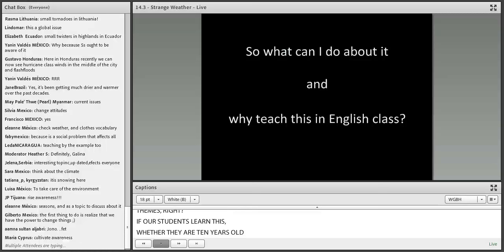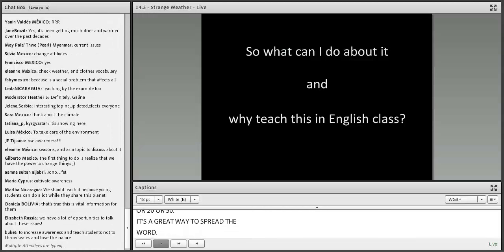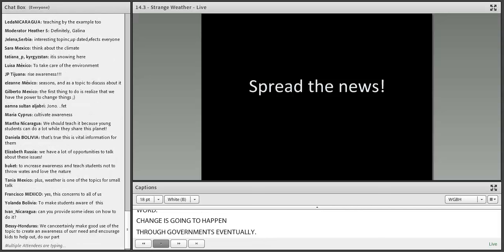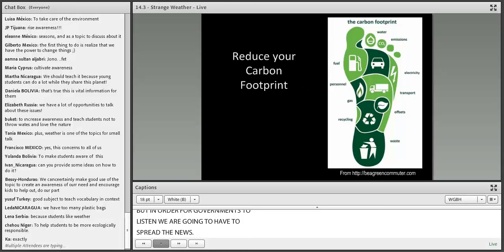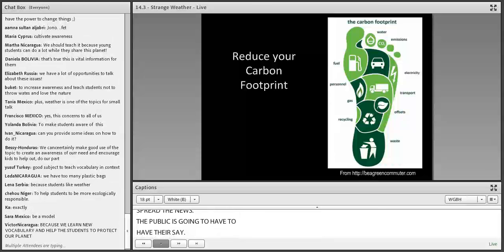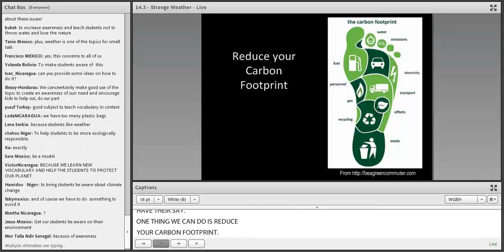Change is going to happen through governments eventually. But in order for governments to listen, we are going to have to spread the news. The public is going to have their say. But one thing we can do is reduce your carbon footprint. And this is a very common term nowadays. That's why it's here in our webinar.